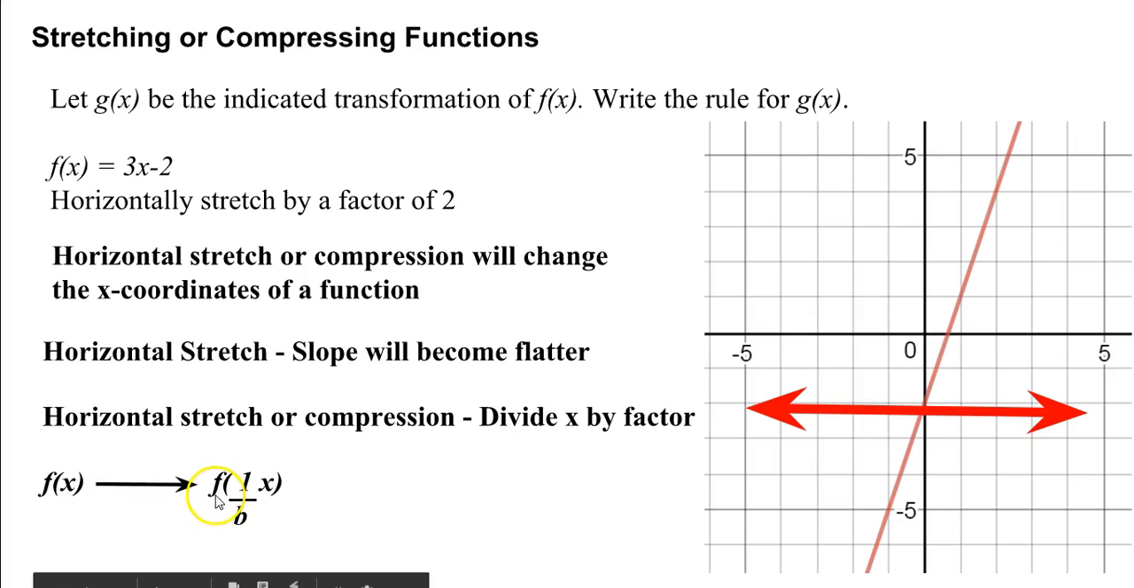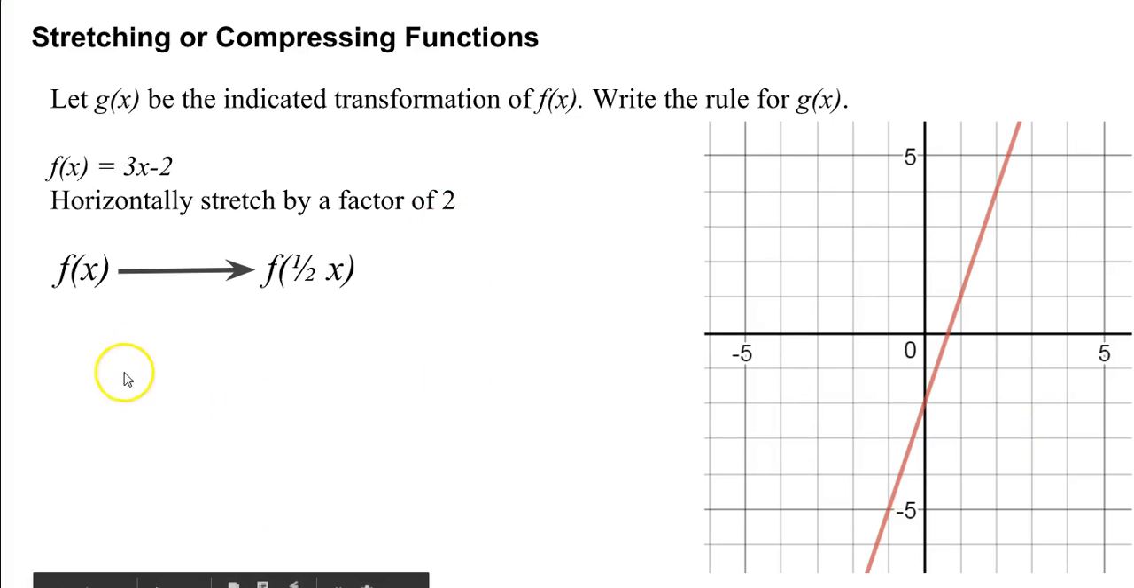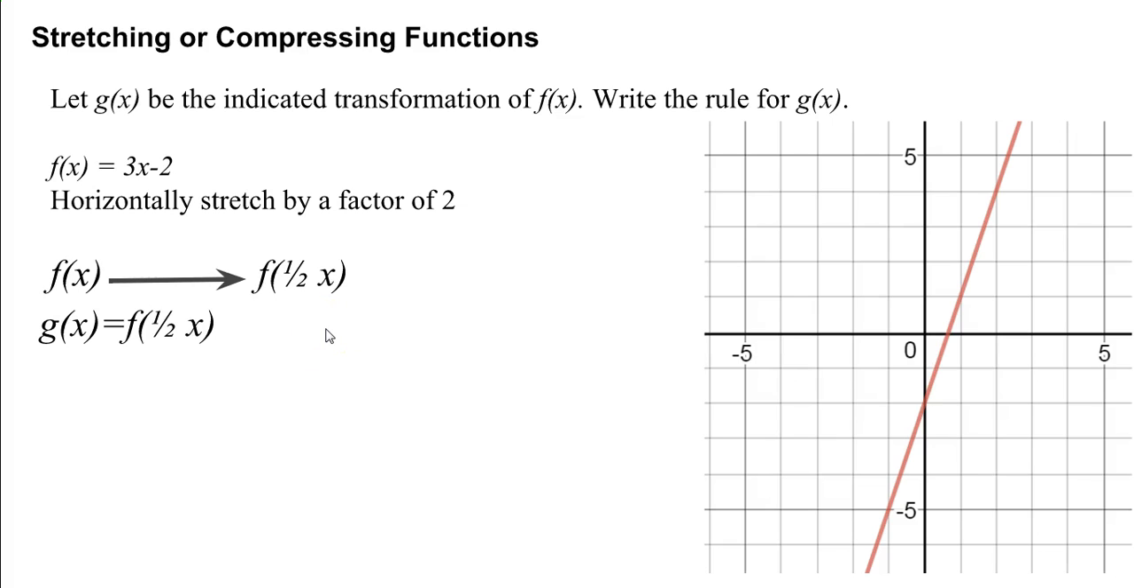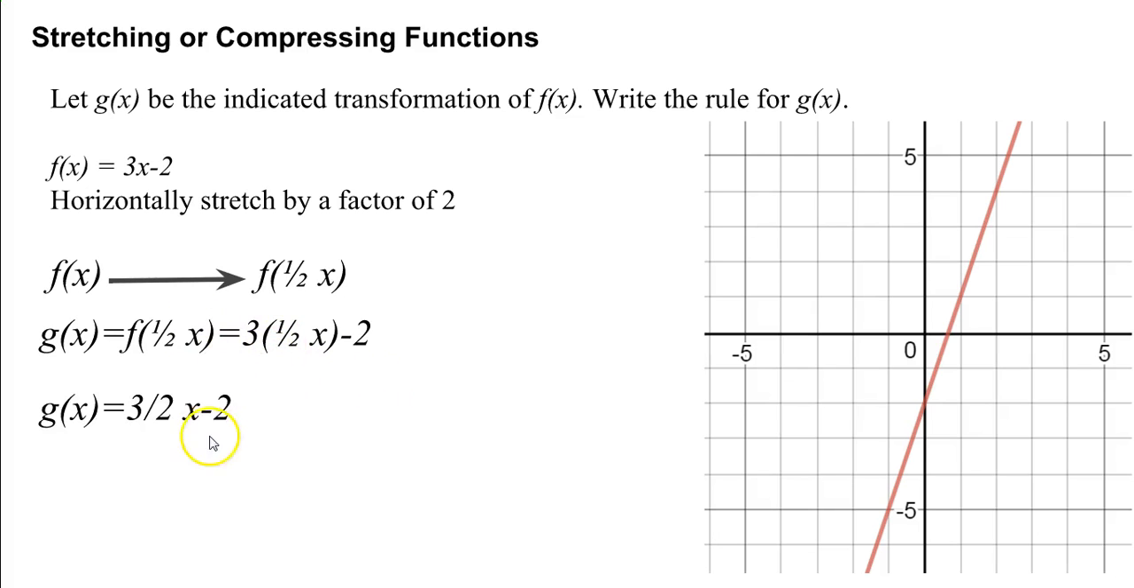by the factor that we are stretching or compressing it by. Here I show that by having f of x over b, and b is going to be our factor. So f of x changes to f of 1/2 x because we're dividing by a factor of 2. g of x is going to be equal to f of 1/2 x. Then I can plug 1/2 x into the original equation, and I'm going to have 3 times 1/2 x minus 2. I simplify this to get my new equation, g of x equals 3 over 2 x minus 2.